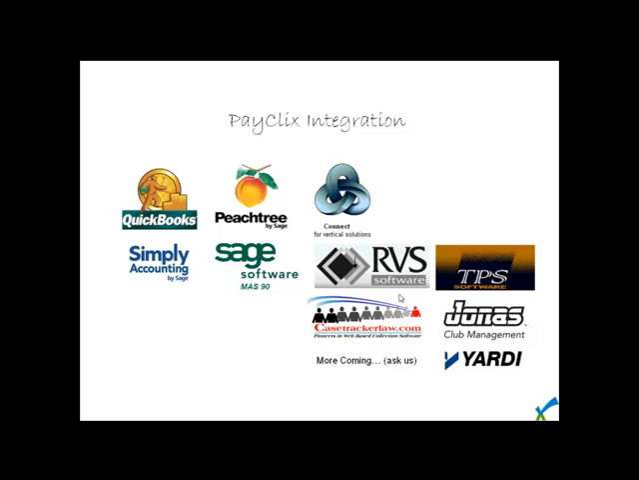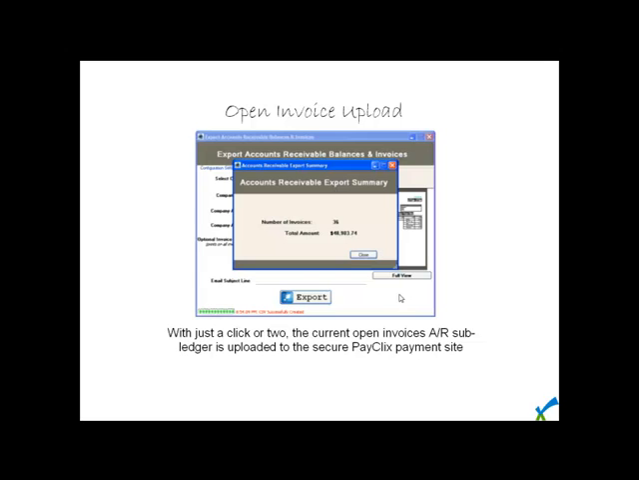PayClicks is tightly integrated with major accounting packages: QuickBooks, Peachtree, Simply Accounting, and several vertical market products, including TPS time and billing, which we'll focus on during this presentation. The first step is to securely export the AR open invoices to PayClicks. This takes only a couple of clicks and a few seconds. Notice that the number of invoices and the total amount exported is displayed for reconciliation and mental comfort purposes.